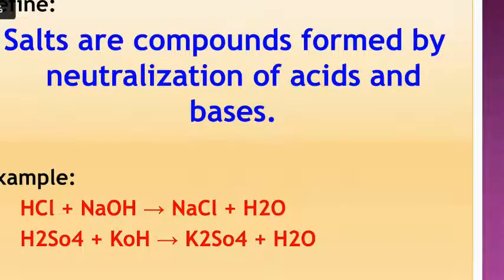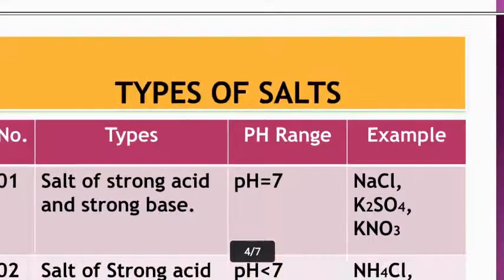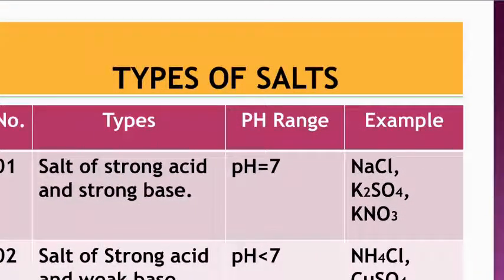HCl plus NaOH gives NaCl plus H2O, that is hydrochloric acid and sodium hydroxide, when reacted together, form sodium chloride and water. Similarly, sulfuric acid plus potassium hydroxide gives potassium sulfate plus water. So you can see during the neutralization reaction and formation of salt, always water is given out and a salt is formed. Now my next topic is types of salts.